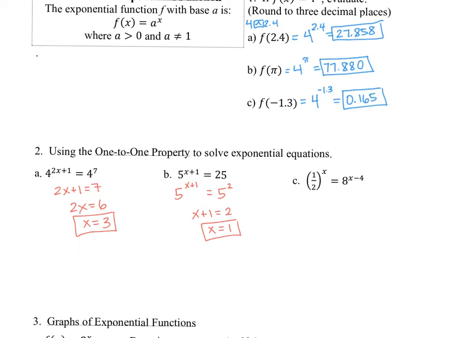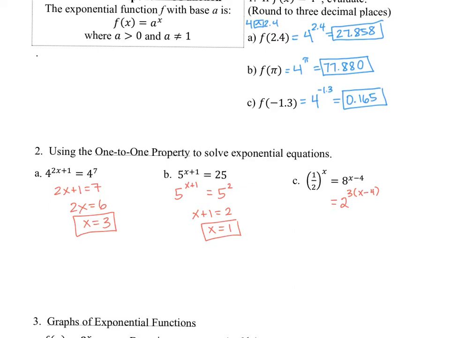We're going to do one more with the one-to-one property. For C, it says 1/2 to the x equals 8 to the x minus 4. There is more than one way to set up this problem. It will work in multiple ways. I normally start with the side that looks easier to rewrite in exponential form. So I'm going to rewrite the 8. 8 is actually 2 to the third. 2 times 2 is 4, 4 times 2 is 8. I'm going to keep the x minus 4 in the exponent spot. I do need to put in parentheses because it's 2 to the third to the x minus 4.